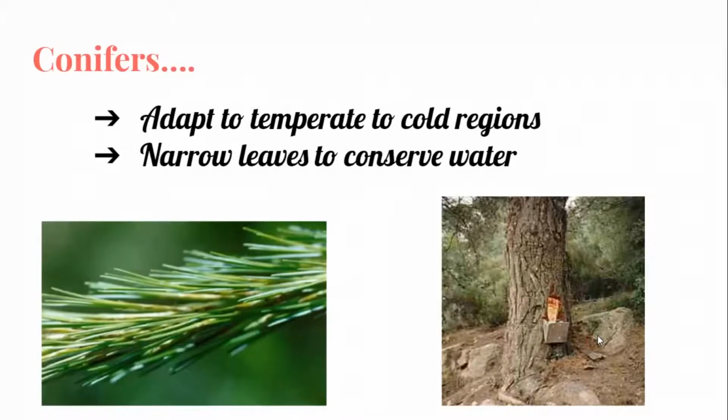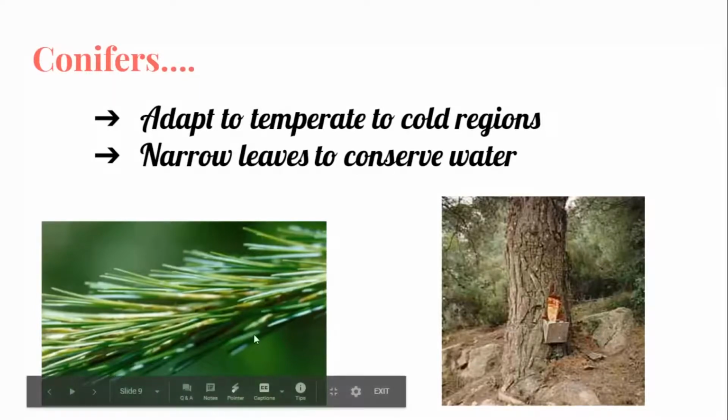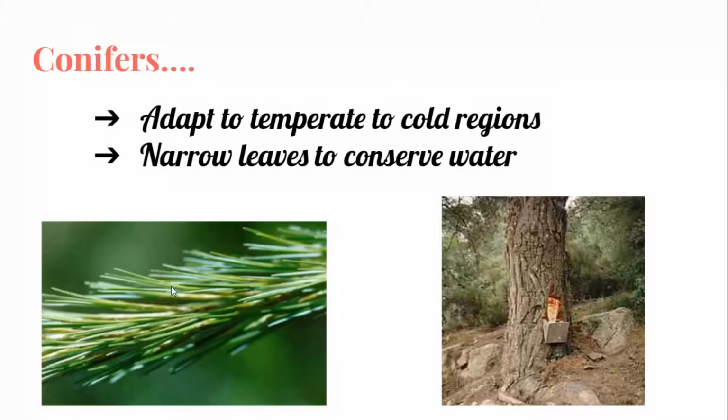gymnosperms. So the first one, you could tell this is a pine tree. The needles look very familiar to you. We use these as Christmas trees. We see them out in the woods. They're green year-round, which we're going to talk about later. So these are called conifers. They adapt to cold regions. They have narrow leaves to conserve water.